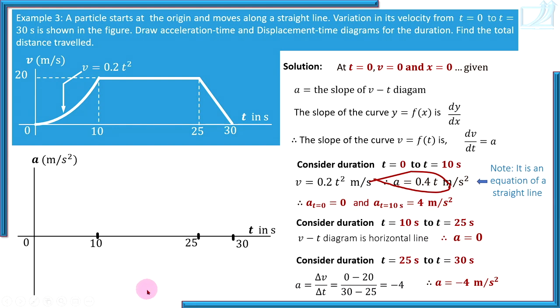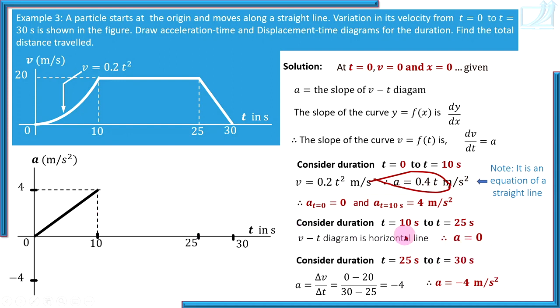Now we'll insert acceleration values. At t equal to 10, acceleration is 4, then minus 4. And now let's draw the diagram. From t equal to 0 to t equal to 10 seconds, it is a straight line. At t equal to 0, acceleration is 0. At t equal to 10, acceleration is 4, and the AT diagram is a straight line.